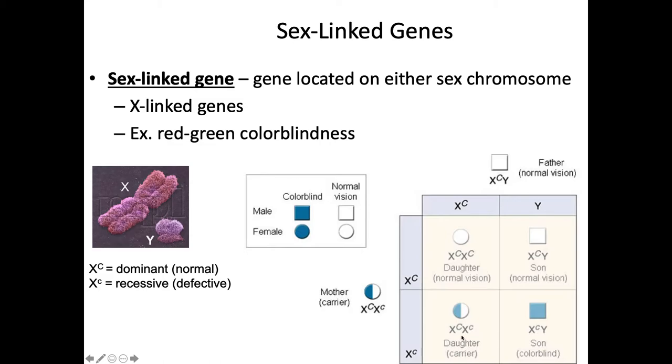So since we know that sex-linked disorders are recessive disorders, we see that heterozygotes are carriers. Now, if we didn't know that red-green colorblindness was recessive and we thought it was dominant, we would see this heterozygote as being affected. But that's not the case. So that's why it is a good idea to remember which disorders are recessive and which disorders are dominant.